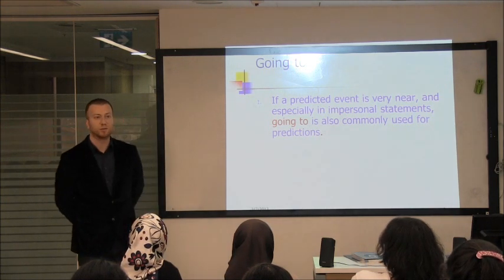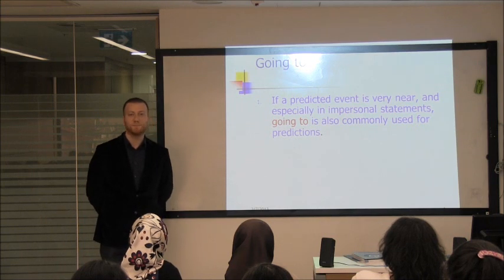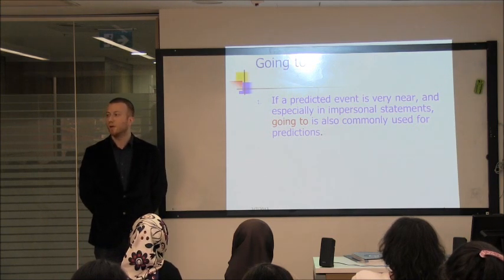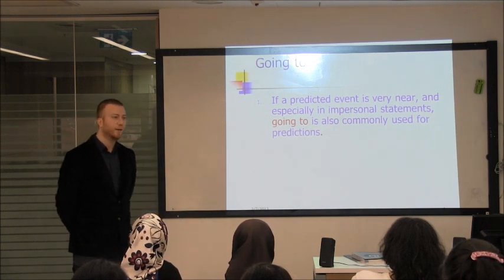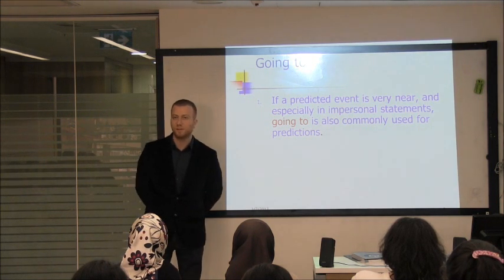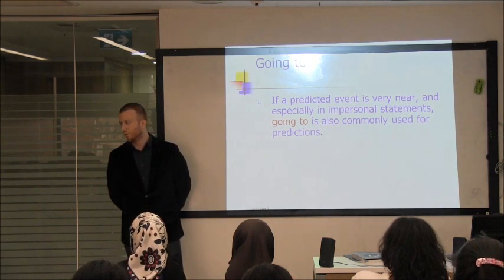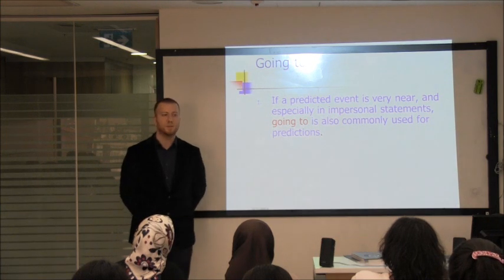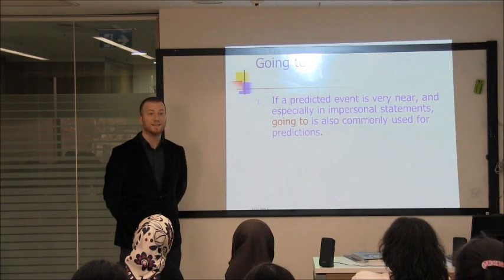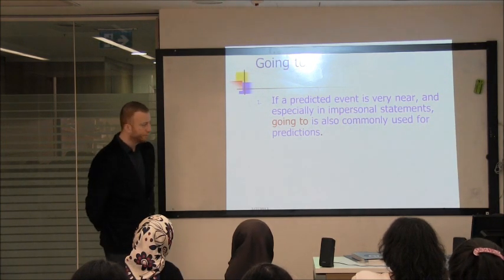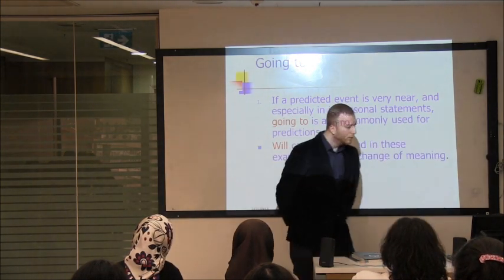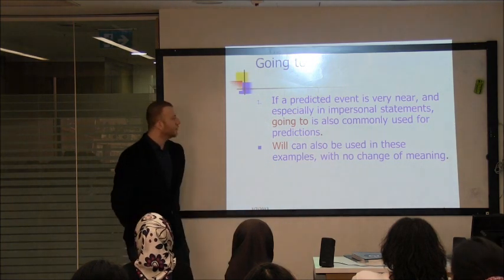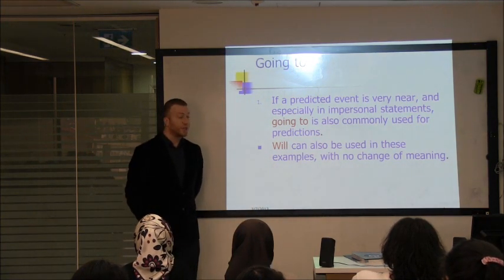But in some other grammar books, it is accepted that there is a difference, which is, as you have just shared with us in the example, cloudy, it's going to rain, it will rain. If there's evidence, it is be going to, future tense. If there is no evidence, then it is a guess with will. Will can also be used in these examples with no change of meaning.